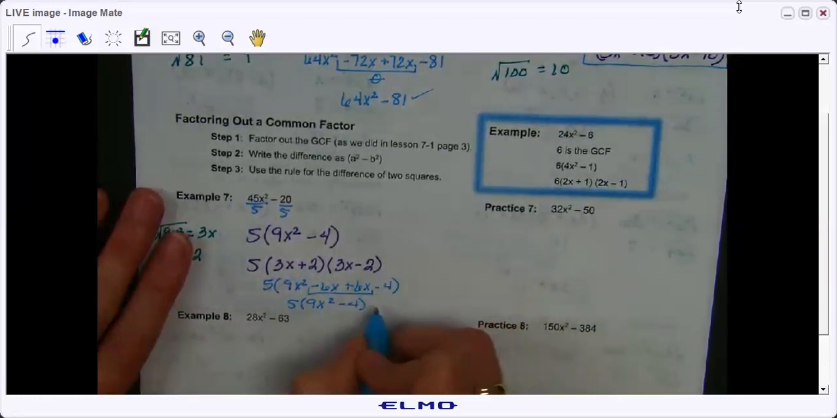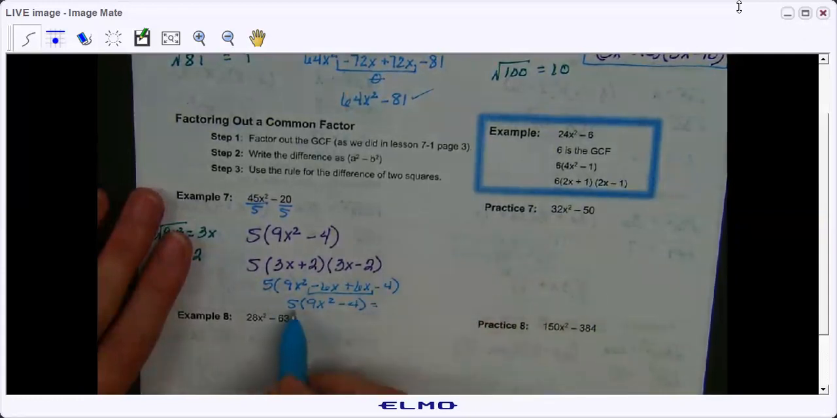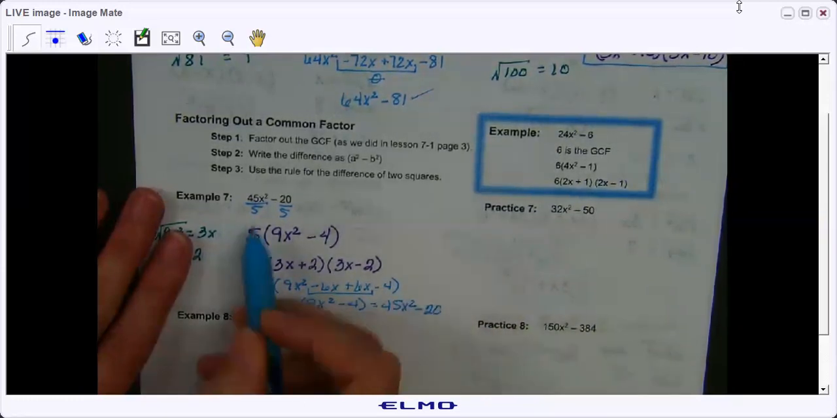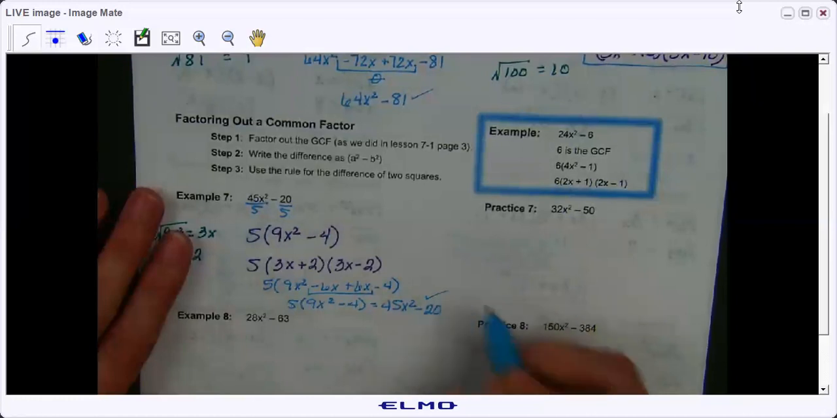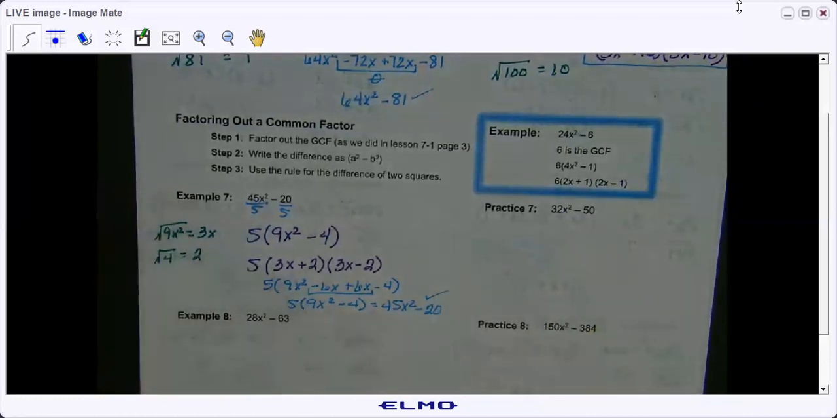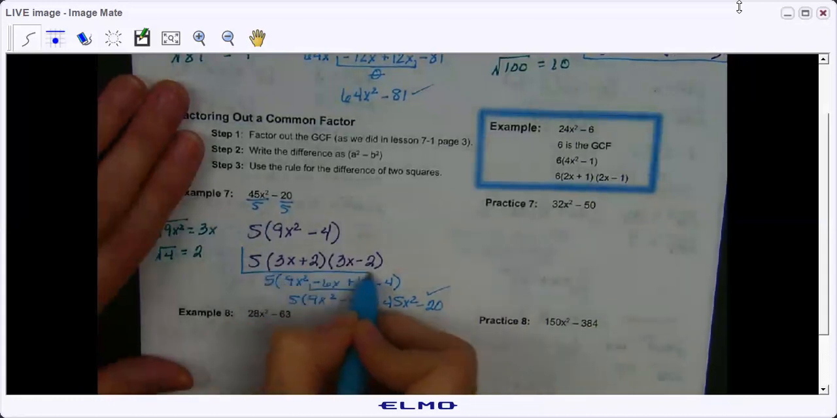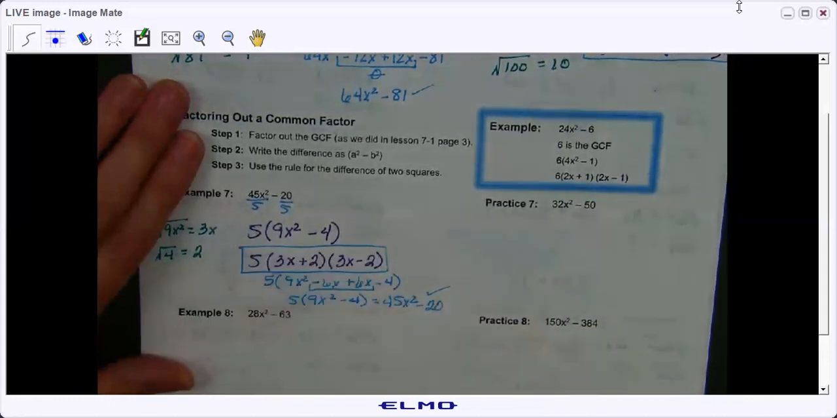And I'm running out of space. But then we end up with, we're going to multiply our 5 times both terms. 45x squared minus 20. And that's what we started with up at the top. So that checks out. So then this right here is our final answer.